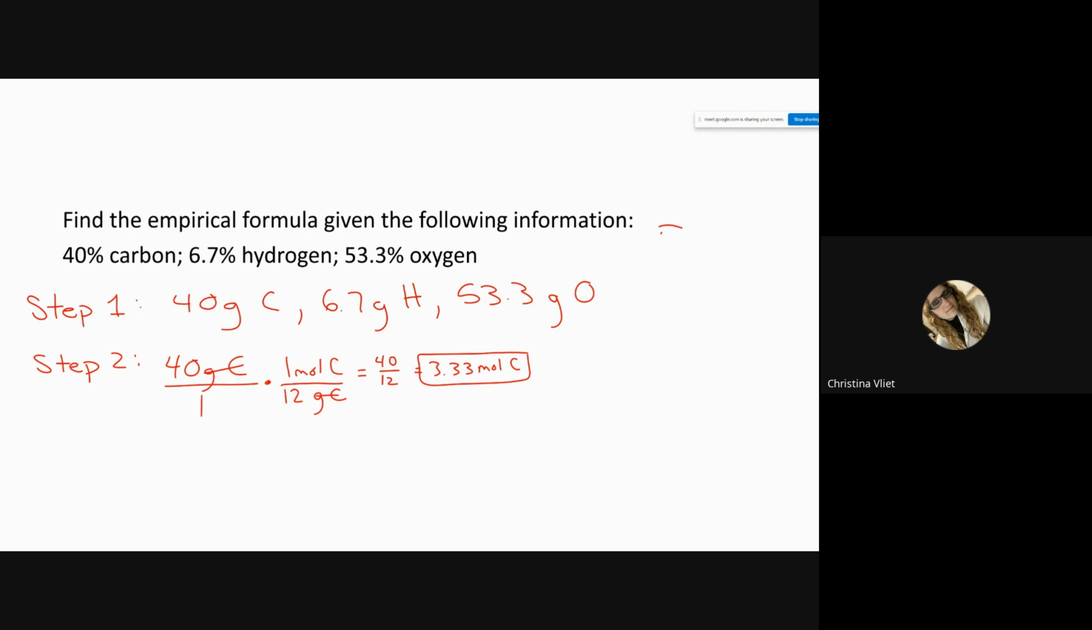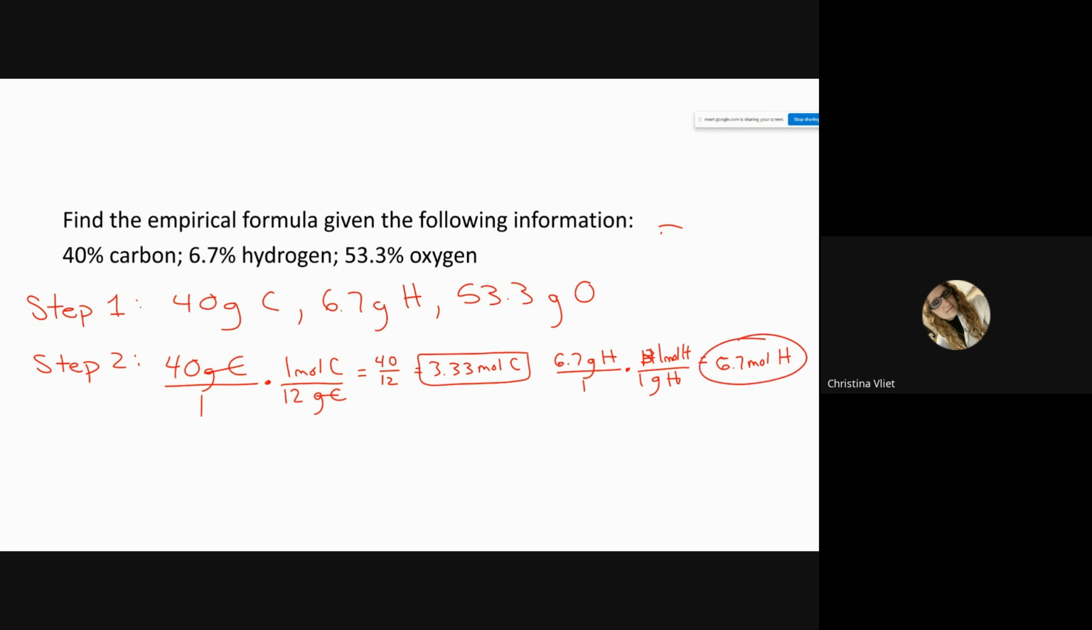But we've got to do this a total of how many times? 3. So now we do the 6.7 grams of hydrogen over 1. How many grams of hydrogen are there in a mole of hydrogen? I remember when I was learning this as a student myself, I was like, oh, really? It's like 1 gram hydrogen is 1 mole of hydrogen. It should be 6.7 moles of hydrogen. And that's the second one.